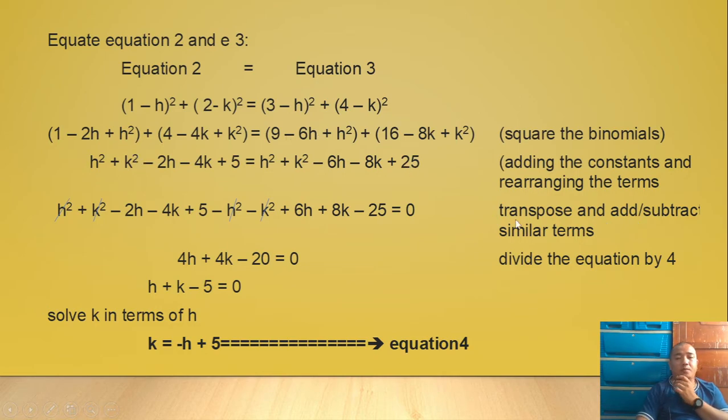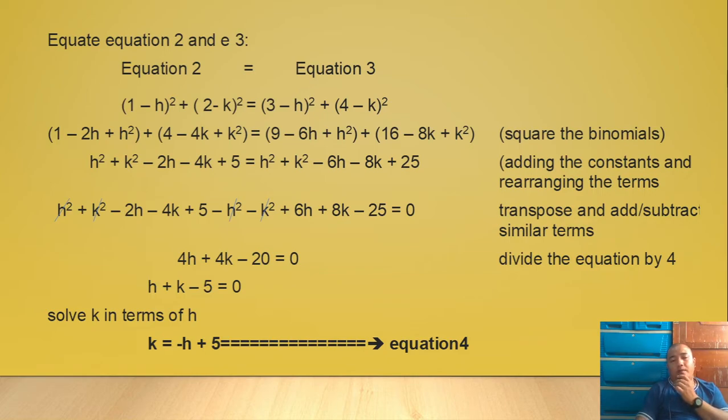Then transpose and subtract similar terms. So we transpose the left side to the right side, the right side to the left side. Then we have here, cancel yung h squared and k squared kasi mag-change yung sign. Plus 6h plus 8k minus 25. Then simplify. Negative 2h plus 6h is 4h. Negative 4k plus 8k is 4k. 5 minus 25 is negative 20, our new equation, which we still can simplify. Divide the equation by 4, so it becomes h plus k minus 5 equals 0.